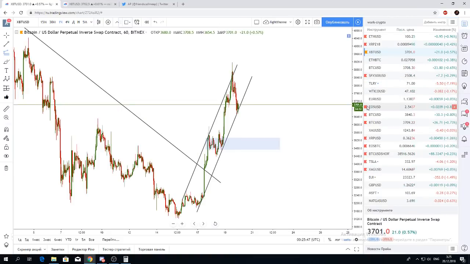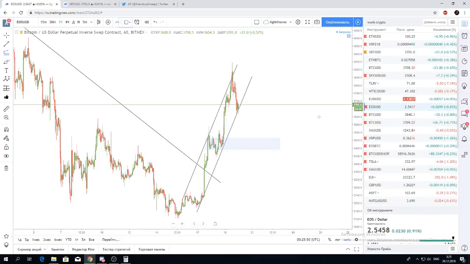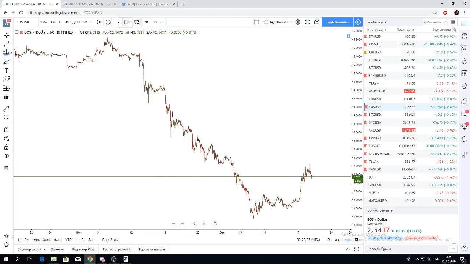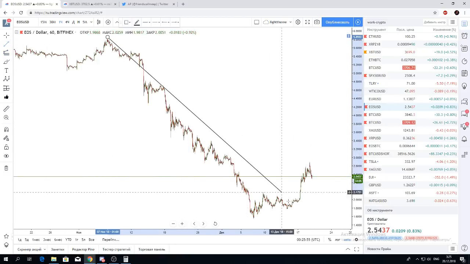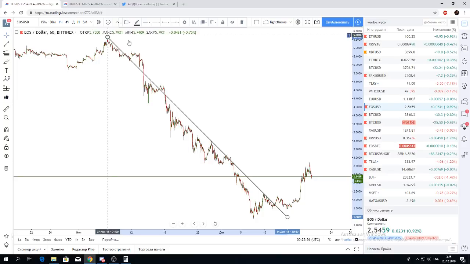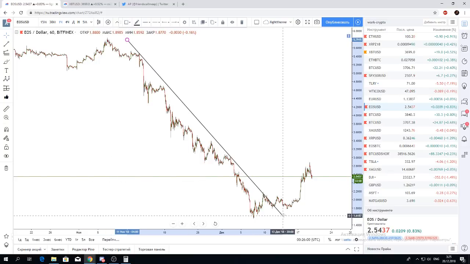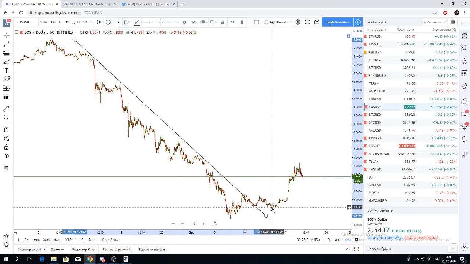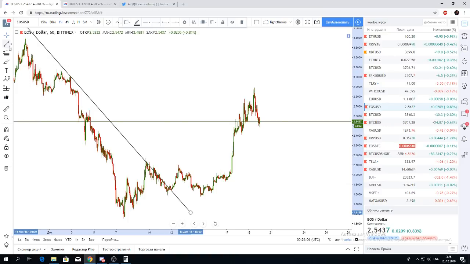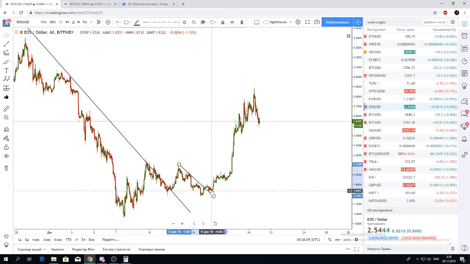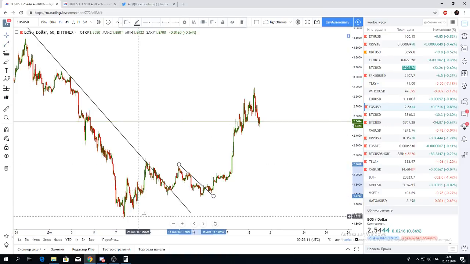Now, going through some coins, there were a lot of plays that were just completely brainless, like for example here on EOS. Here's my downtrend channel. We broke out of it. We're consolidating above it. So what would I do based on my system? I would buy this breakout, I would put my stop here, and I would trade it to the upside.